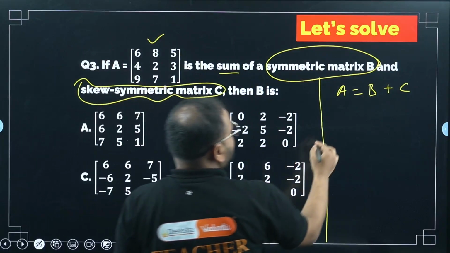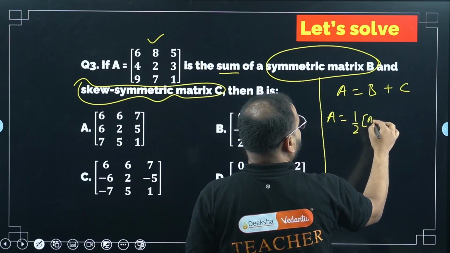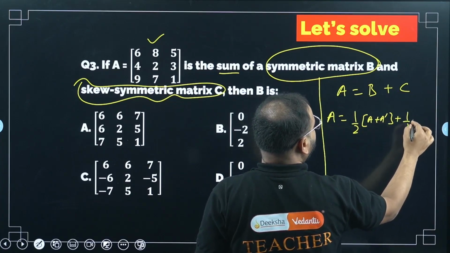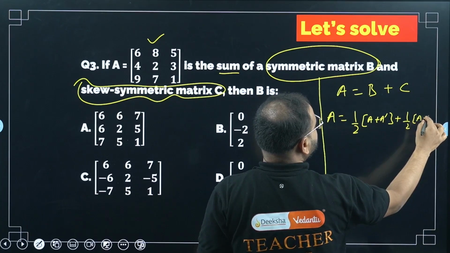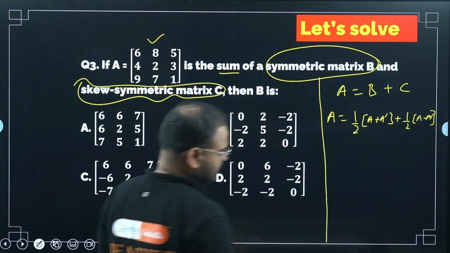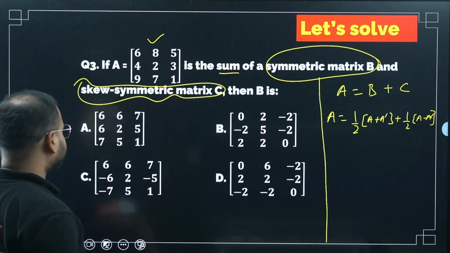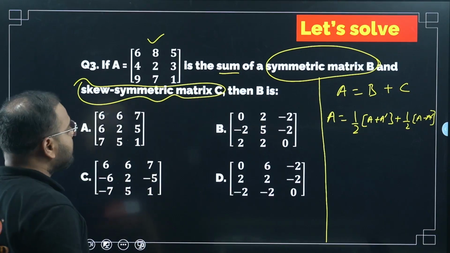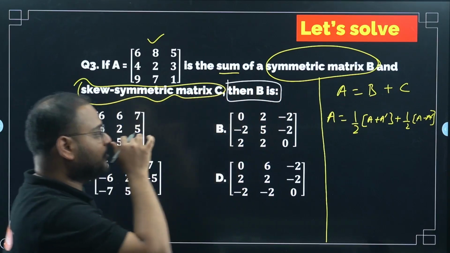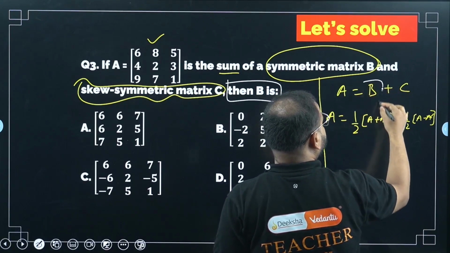How will I write this? So I can write A equals 1 by 2 of A plus A transpose and plus 1 by 2 of A minus A transpose. Correct or not? A minus A transpose. Now if you compare, they are asking us to find the value of the matrix B. Then if you compare these two expressions, I am getting B as this.